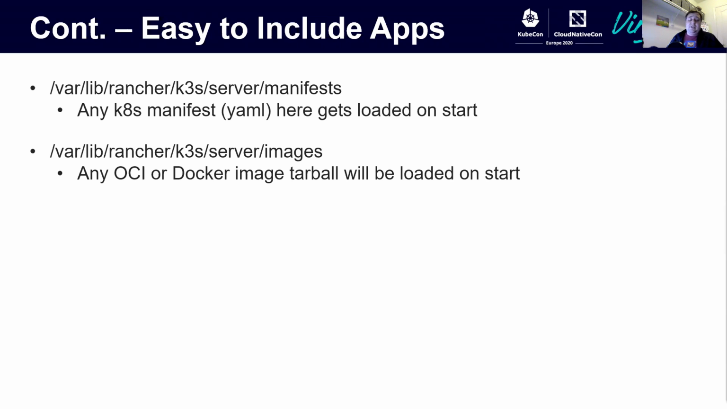Very closely related to manifests is also images. A lot of times people air gap or whatnot, so you can put images, like any OCI or Docker image tarball, in a directory. There's an OCI format and a Docker format, but we'll take either format. You just put the tarball into that directory, and on startup we'll load those into containerd.